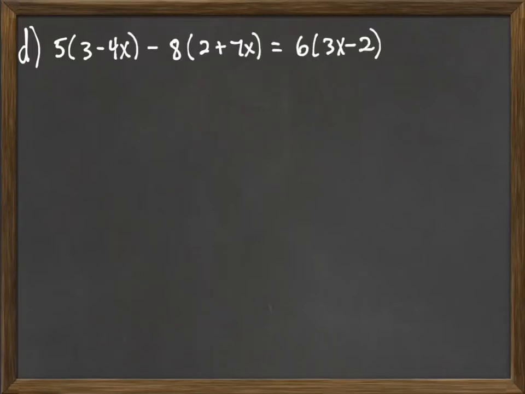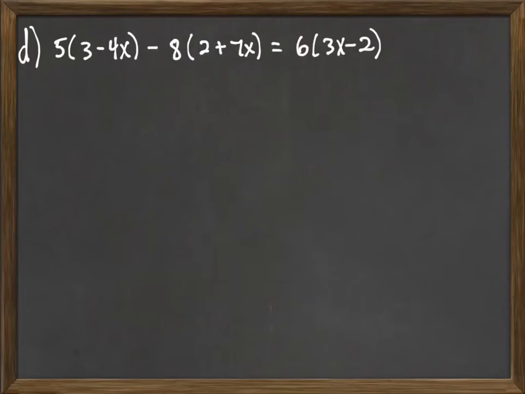Okay, so we move on to our last example for this section, and boy is it a doozy. Boy is this thing a doozy. Huge mess. 5 times (3 minus 4x) minus 8 times (2 plus 7x) equals 6 times (3x minus 2).